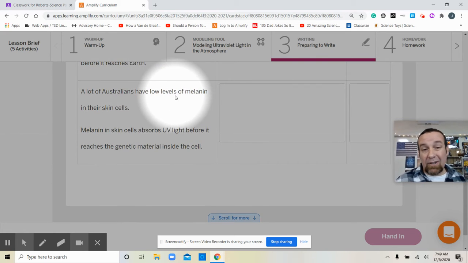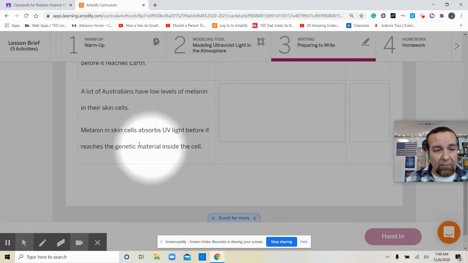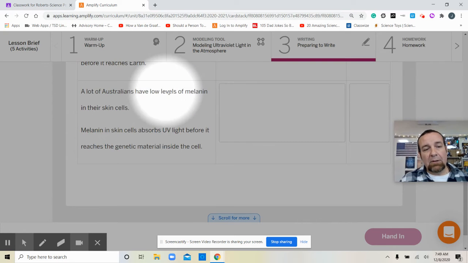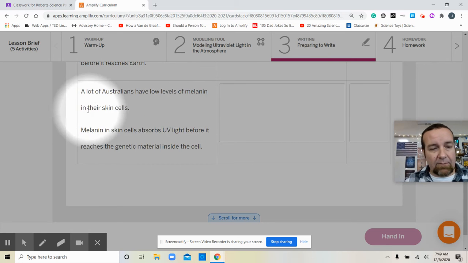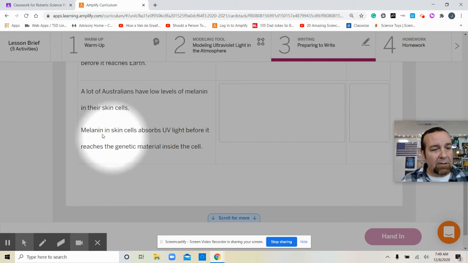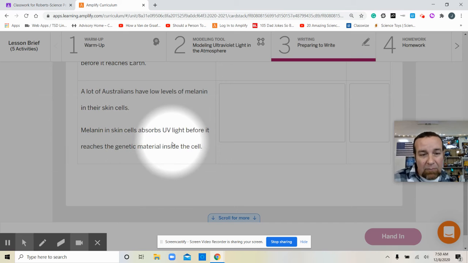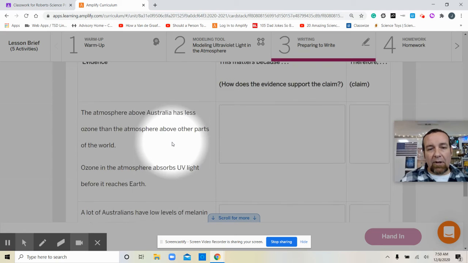A lot of Australians have low levels of melanin in their skins. A lot of European, especially Western European descendants, have very little melanin. Melanin in skin cells absorbs UV light before it reaches the genetic material inside the cell, so before it causes the damage.